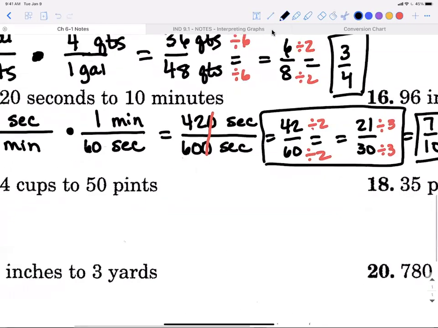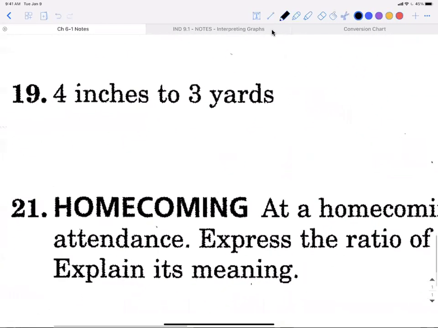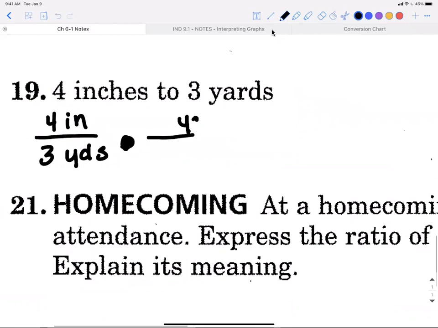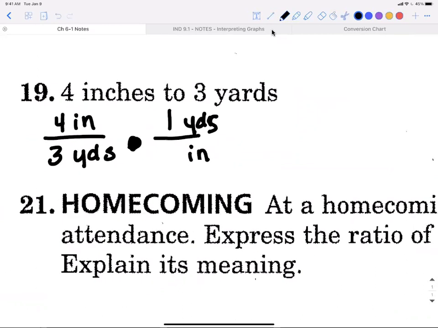All right. I do want to talk about inches to yards. So if we go with 4 inches over 3 yards, I keep putting equals because I need a conversion. This is going to be a multiplication problem. I immediately want to flip and put yards up here and inches up here. Yards is bigger, so I want 1 yard, and then I need to know how many inches are in a yard.